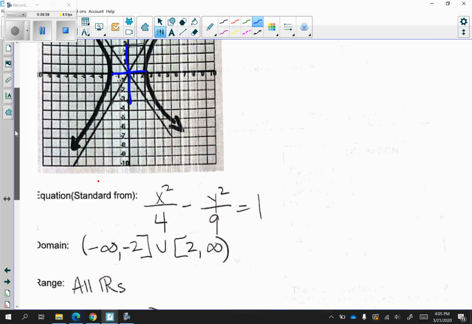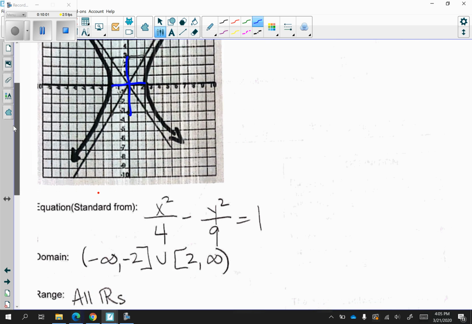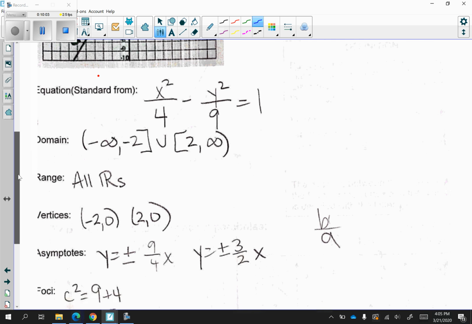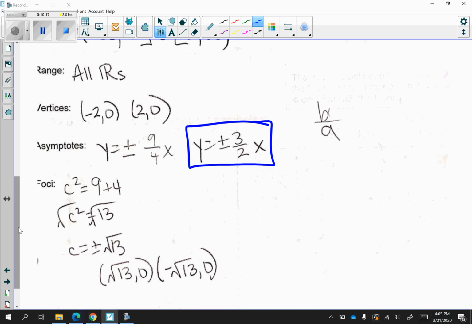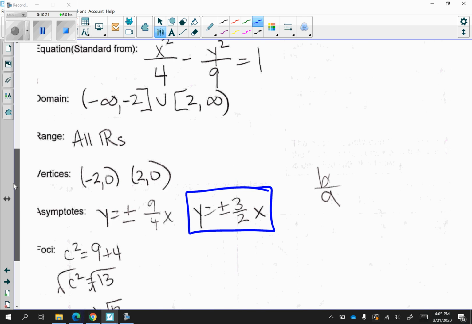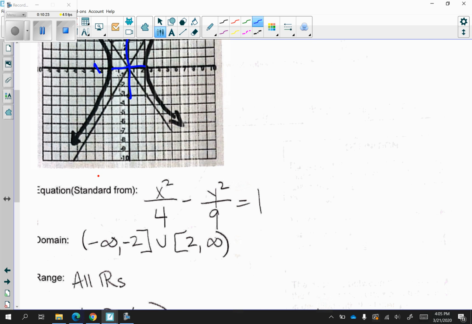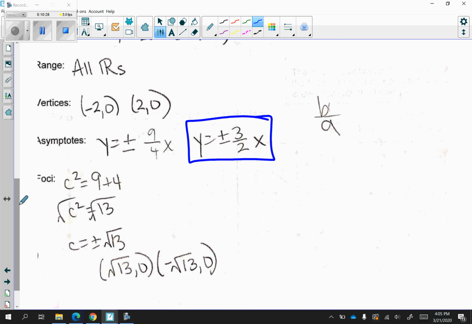My vertices are negative 2, 0, 2, 0. My asymptote is b over a, which is plus or minus 9 over 4x, which simplifies to plus or minus 3 over 2x. Finally, my foci is c squared is equal to 9 plus 4, which is radical 13 plus or minus radical 13. And because I'm on the x-axis, my foci would be here and here on the x-axis. So it's radical 13 comma 0, negative radical 13 comma 0.